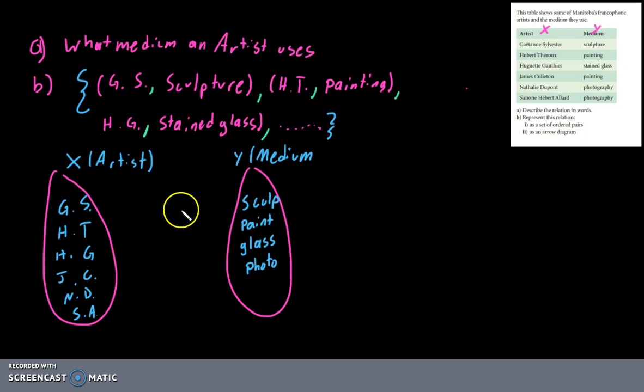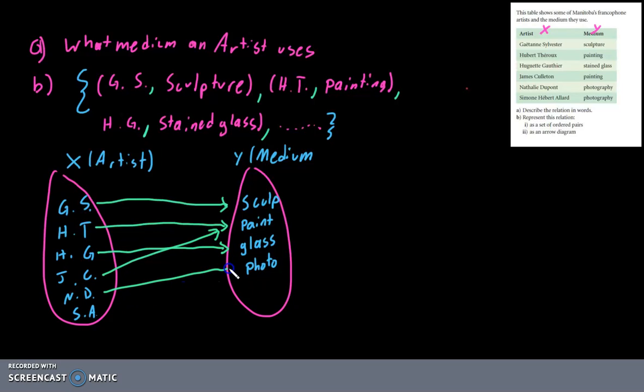So what I would do now is make sure I can represent what each of these artists would like to use in their Y column. I draw an arrow from GS over to the, it looks like it's sculpting. So I just draw it like that. And the arrow always goes from the X to the Y. We have one for painting. Everything looks okay so far. HG, we got stained glass. Okay. And then the last two, or actually, this one is also painting, so I would go up. And then the last two would be our photography. There we go. Just making sure that the arrowheads go over there, and that's it.